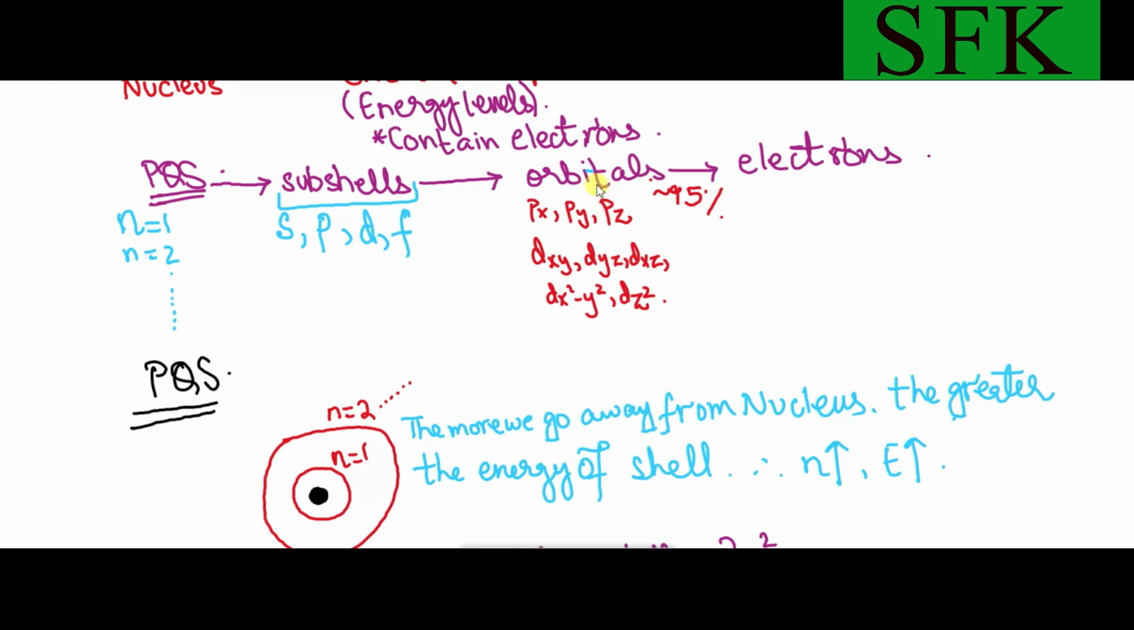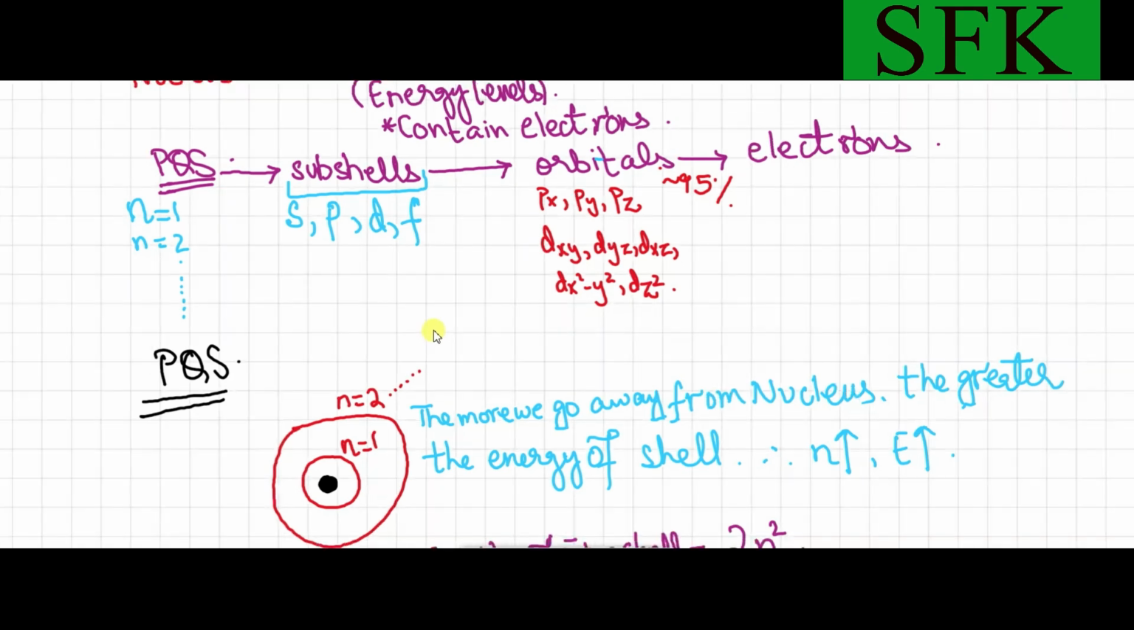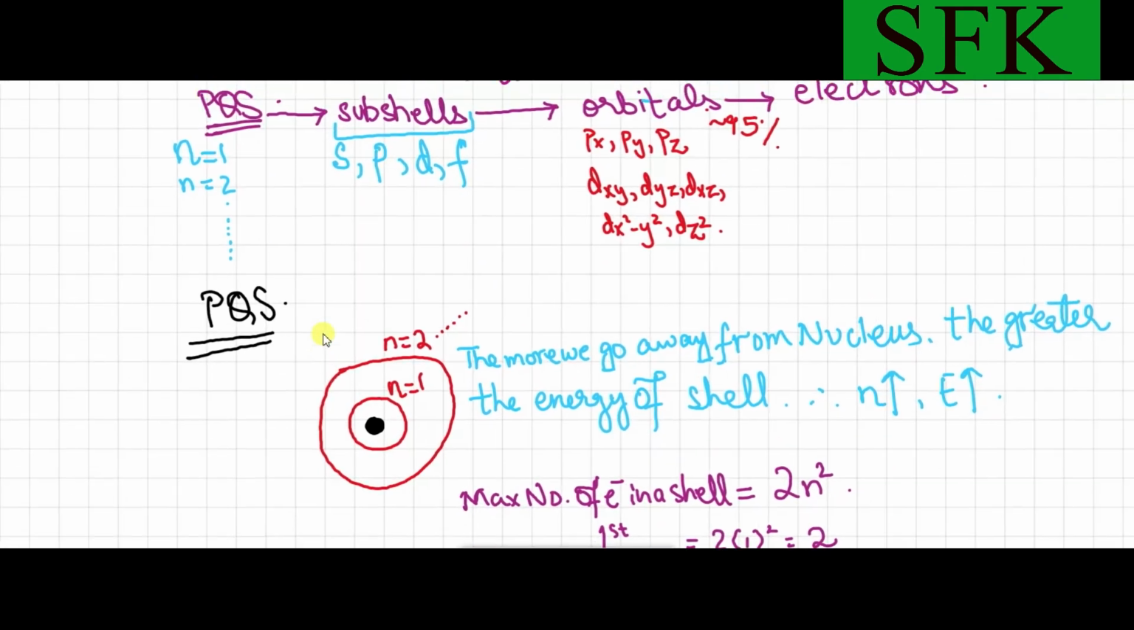The probability of finding an electron is maximum in an orbital, which is approximately 95%. So an orbital is a region. If we are asked to define an orbital, it's a region where the probability of finding an electron is maximum and approximately 95%. Orbitals contain most probably the electrons. Okay, now let's go forward.